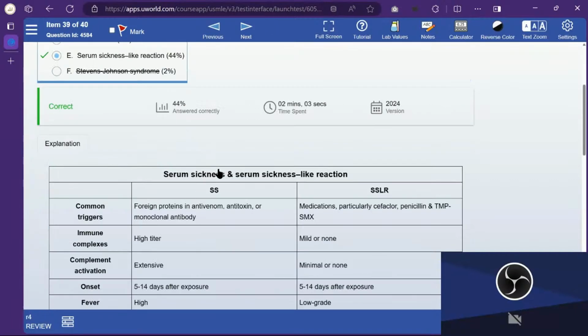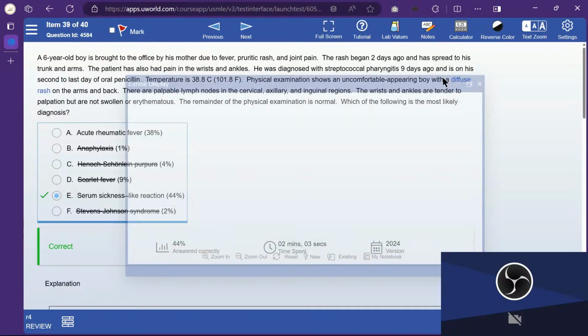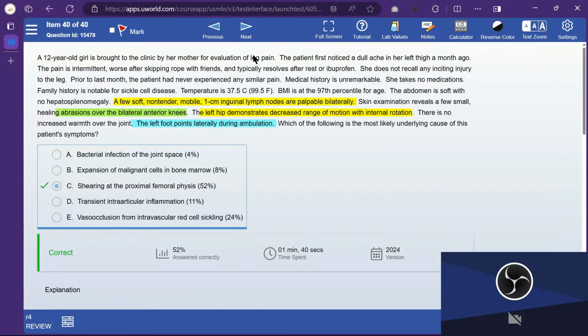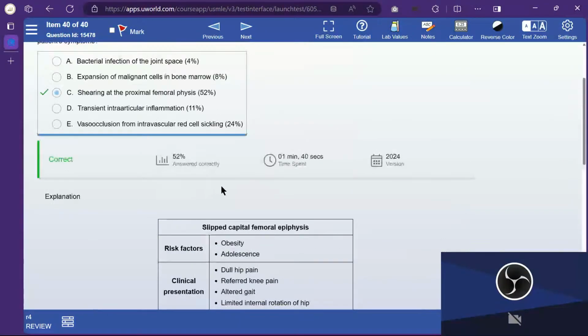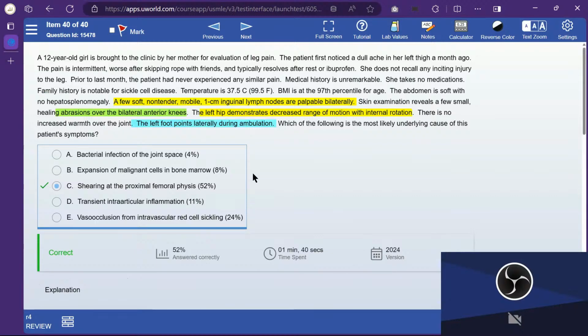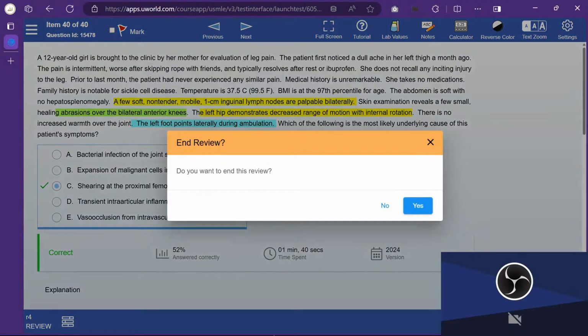This is serum sickness-like diffuse rash in the arms. This is shearing of the proximal physis, slipped capital femoral epiphysis. This is slipped capital femoral epiphysis. And that's all. Hope you enjoyed.